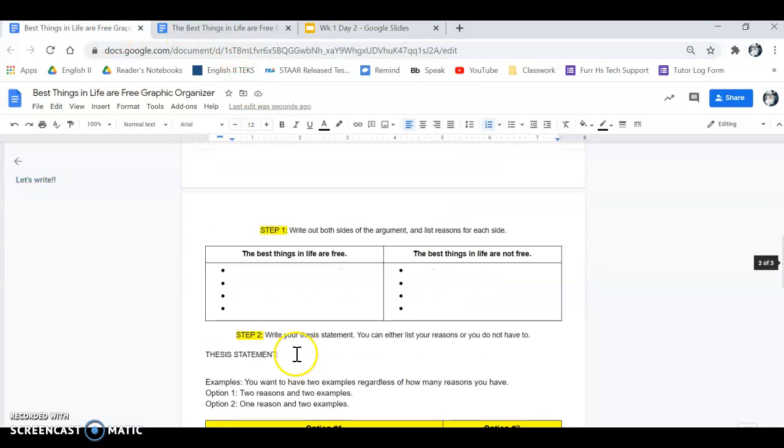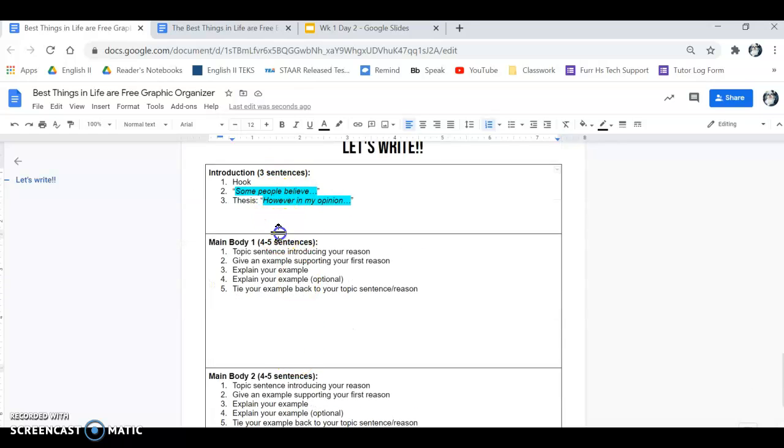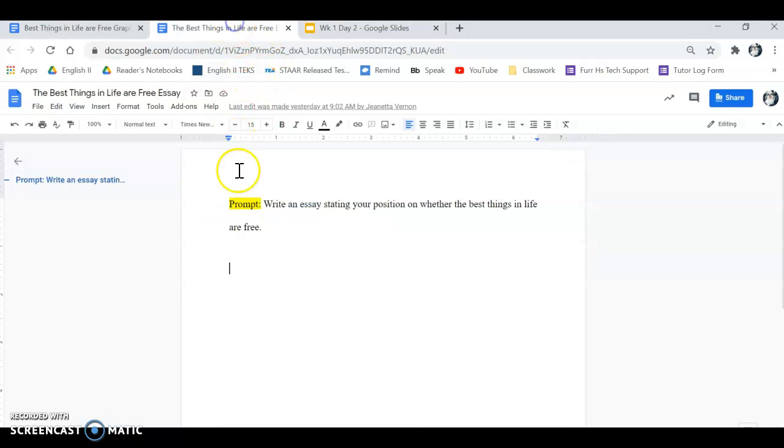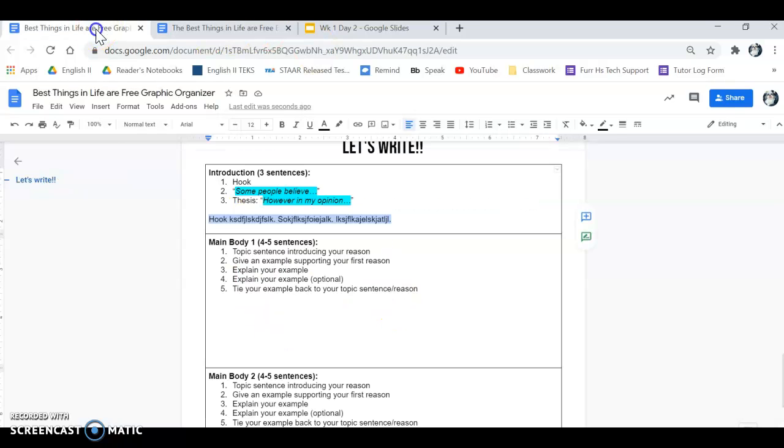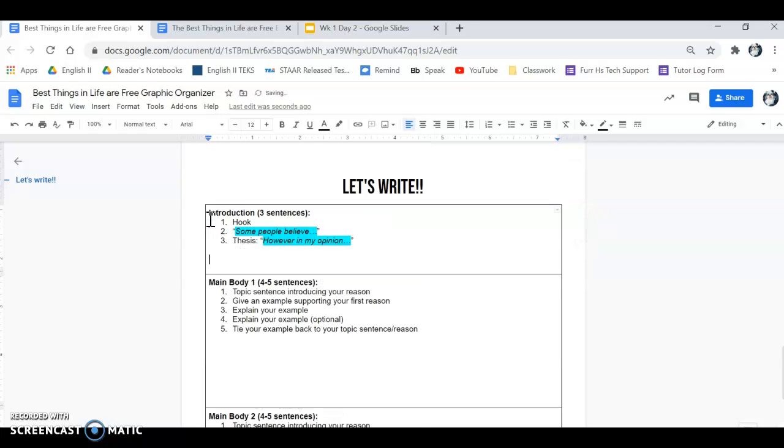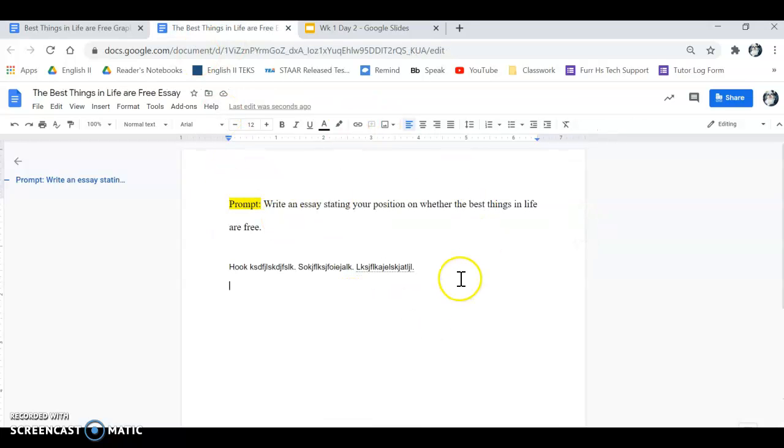What you could do, if you like what you wrote here, is write your hook, your counter argument, and then your thesis. You can just copy and paste that here, and then continue. If you like what you wrote here, then that's great. If you do not like what you wrote there, then please continue and write what you want here.